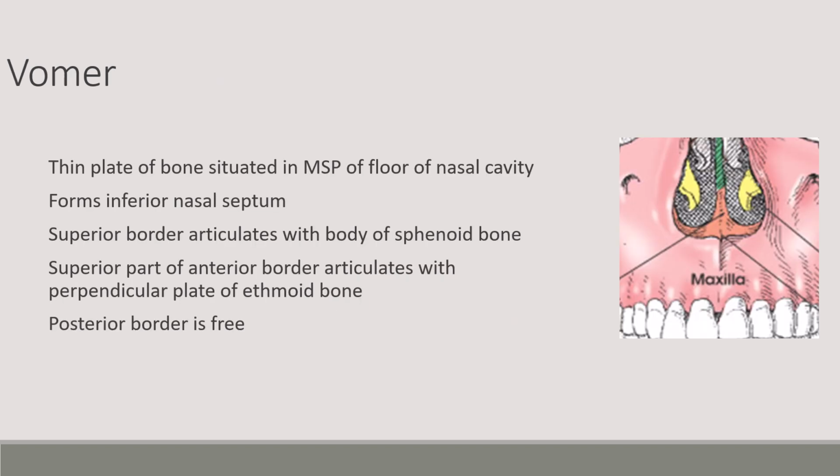The vomer forms a lot of the floor and the inferior nasal septum. So the floor of the nasal cavity and also the inferior nasal septum. Its superior border articulates with the body of the sphenoid bone. Its anterior border articulates with the perpendicular plate of the ethmoid bone. So it's farther back than it looks in the diagram. Its posterior border is free. It doesn't articulate with anything in the posterior border. It just comes to an end, opening up to the nasopharynx.